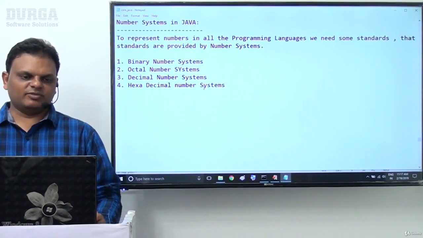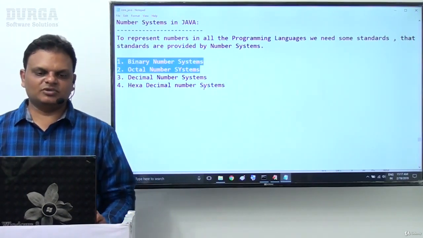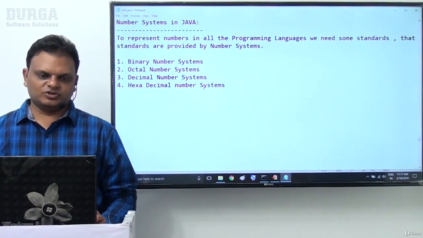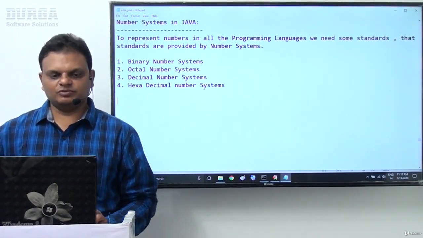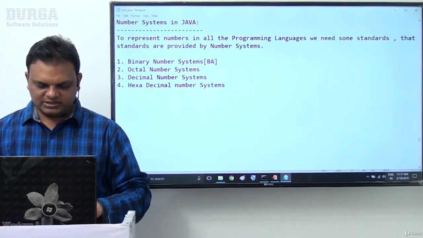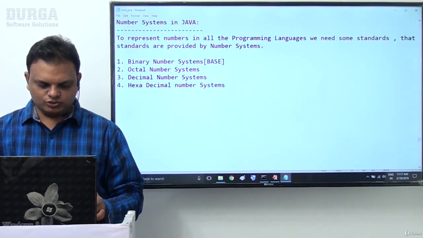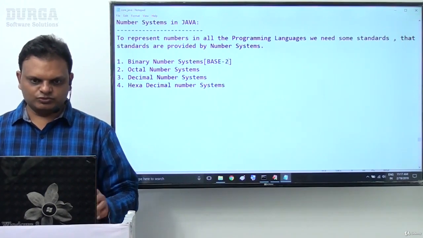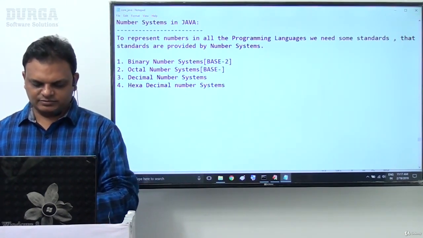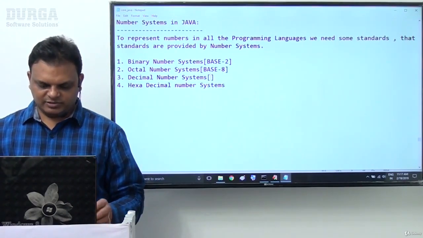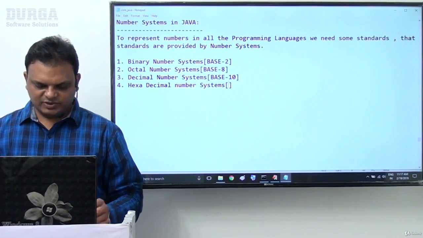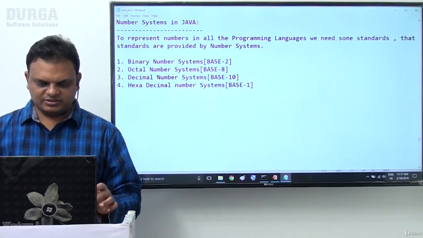First one is binary, second one is octal, third one is decimal, and the fourth one is the hexadecimal number system. Good. The binary number system has base 2. The octal number system has base 8, the decimal number system has base 10, and the hexadecimal number system has base 16.